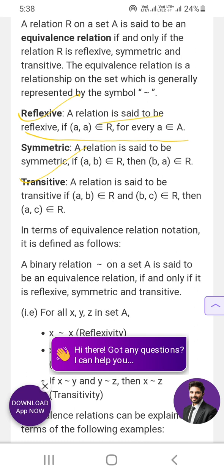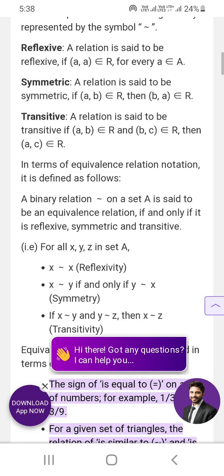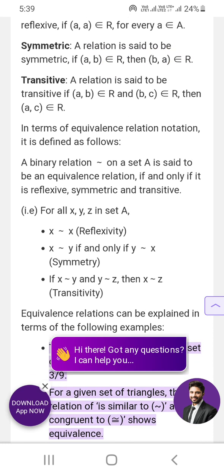A relation is said to be reflexive if (a, a) belongs to R, where this symbol is the belonging symbol, so a small a belongs to capital A. The relation is said to be symmetric if (a, b) belongs to R, then (b, a) belongs to capital R. Then transitive: a relation is said to be transitive if (a, b) belongs to capital R and (b, c) belongs to capital R, then (a, c) belongs to capital R.